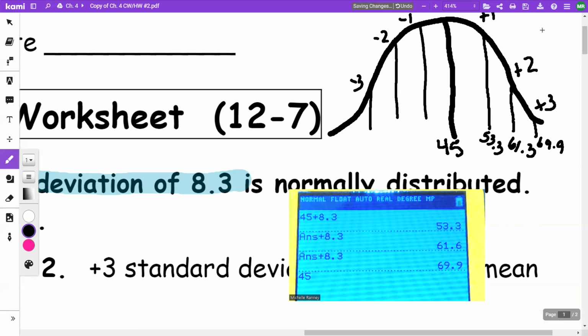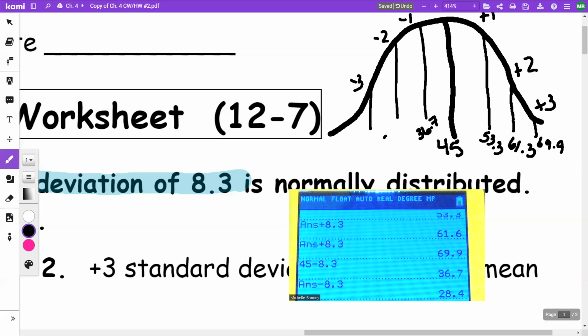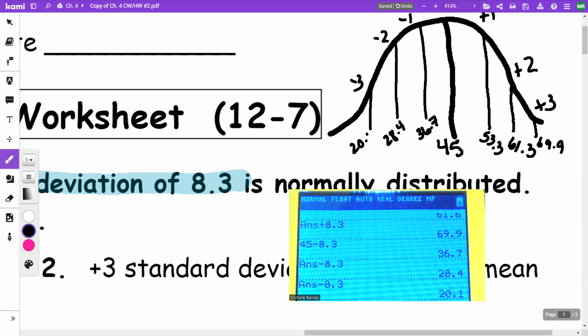Now going the other direction, when I'm going -1, -2, or -3, I'm going to be taking 45 minus 8.3 and getting 36.7, minus 8.3 and getting 28.4, minus 8.3 and getting 20.1. Okay, so that's what that's going to look like.